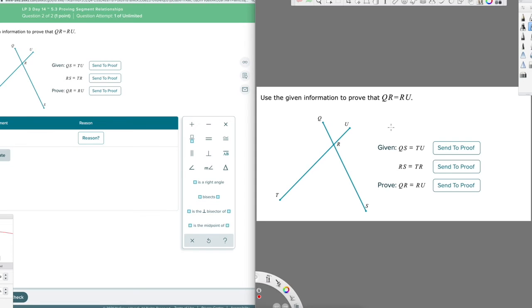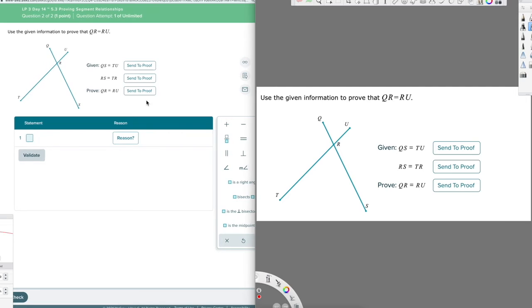All right, so we have this figure of two segments crossing each other, and we're going to use the given information to prove, so remember this is where we're trying to get, QR equals RU. And this is the only drawback.